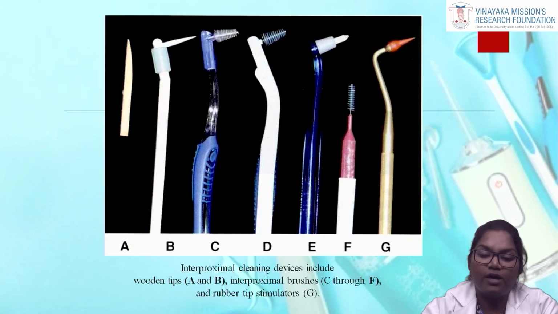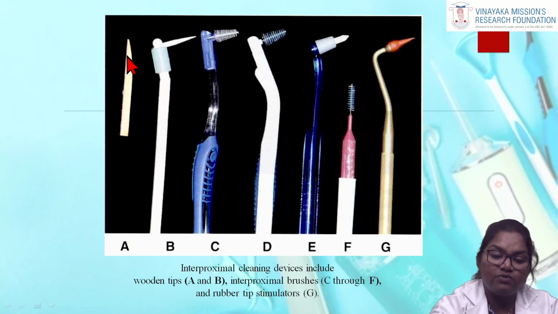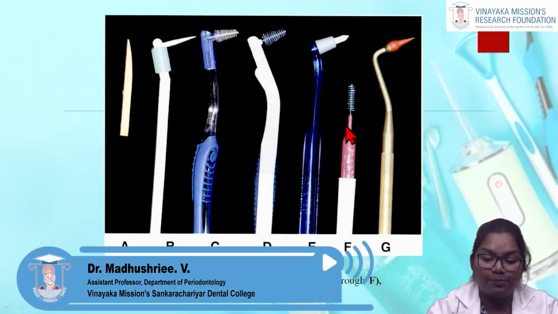So, here we can see various types of interproximal cleaning devices. The first one is the wooden tips. This also comes with a handle, and we have the wooden tip. Next we have the interproximal brushes. You can see a brush-like pattern tufted along a metal wire, and then we have the gingival stimulator or the rubber tip stimulators. This is also a type of interproximal brush.